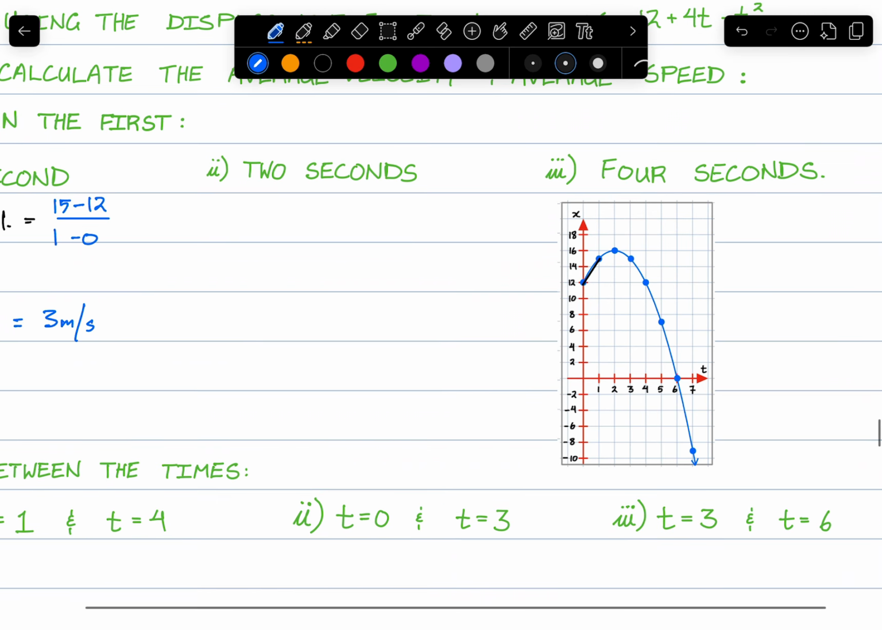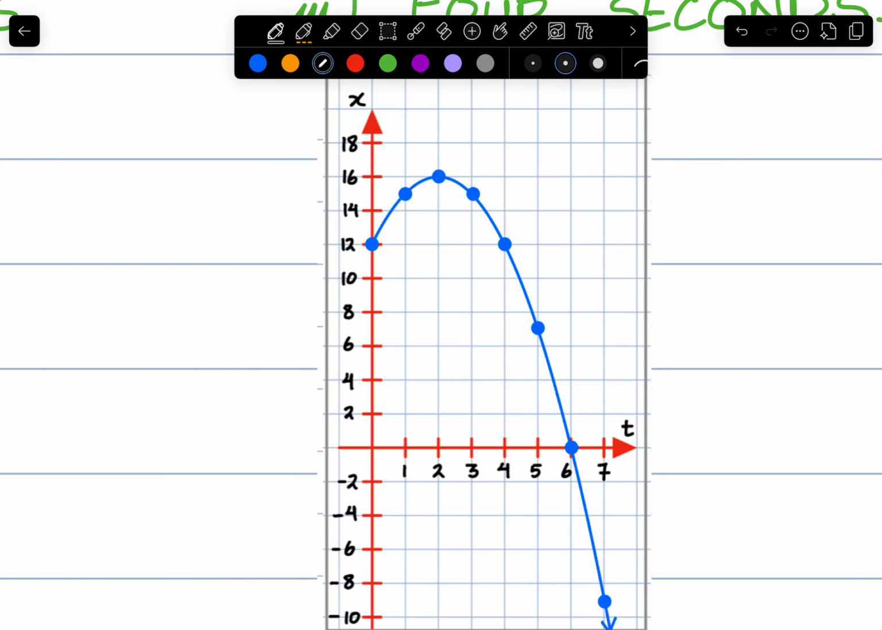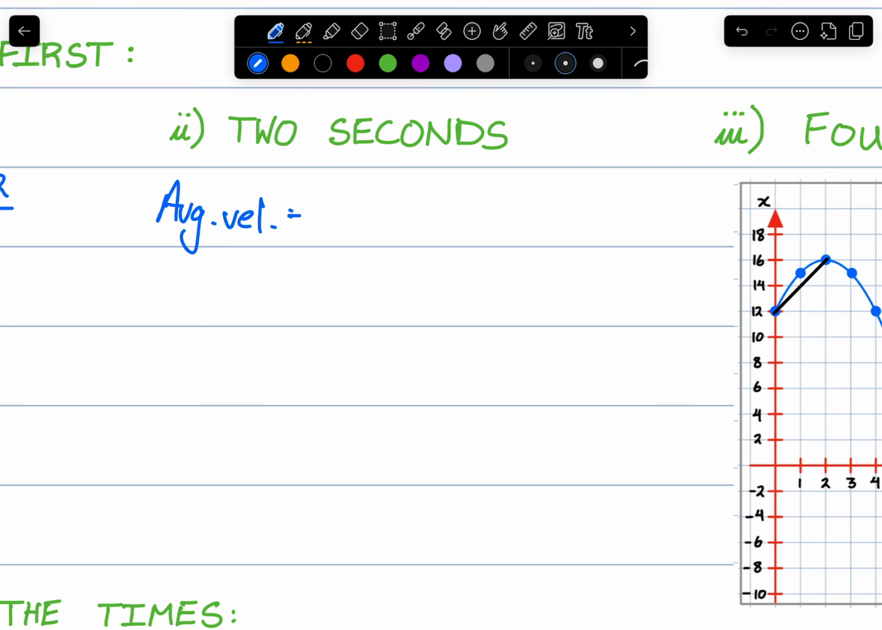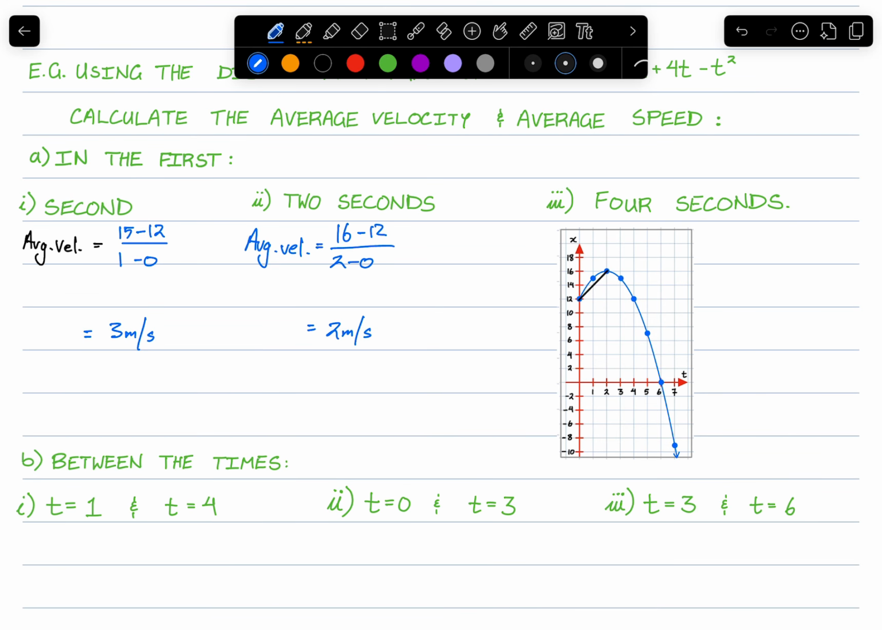Okay, let's keep going. In the first 2 seconds, we are finding the gradient between these 2 points. As you can see, that's going to be just simply the average velocity. Again, just using the gradient formula, that'll be 16 take away 12 over 2 minus 0. That's 4 over 2. That gives me 2 meters per second.